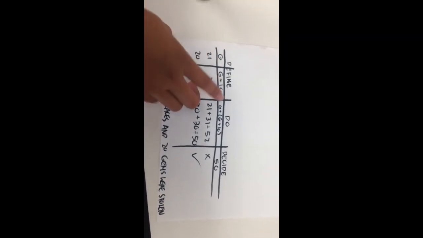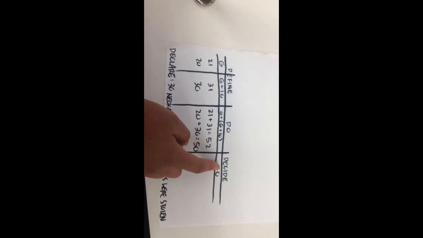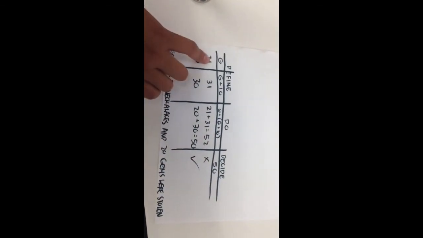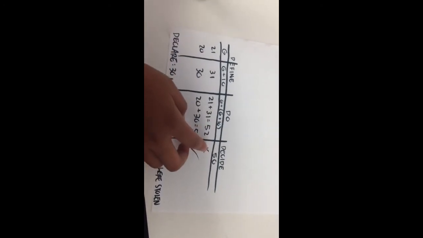We got G stands for gems and G plus 10 stands for necklaces. If we add them together equals 50, which is the total of gems and necklaces. We tried 21 and then we add them together and equals 52, which was way too large. Then we tried 20 and it equals 50, so it's correct. So declaring it, there are 30 necklaces and 20 gems were stolen.